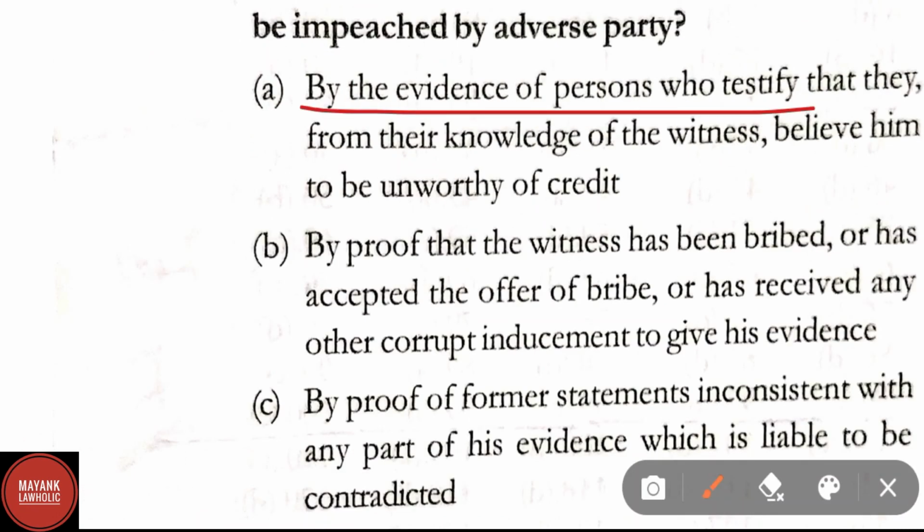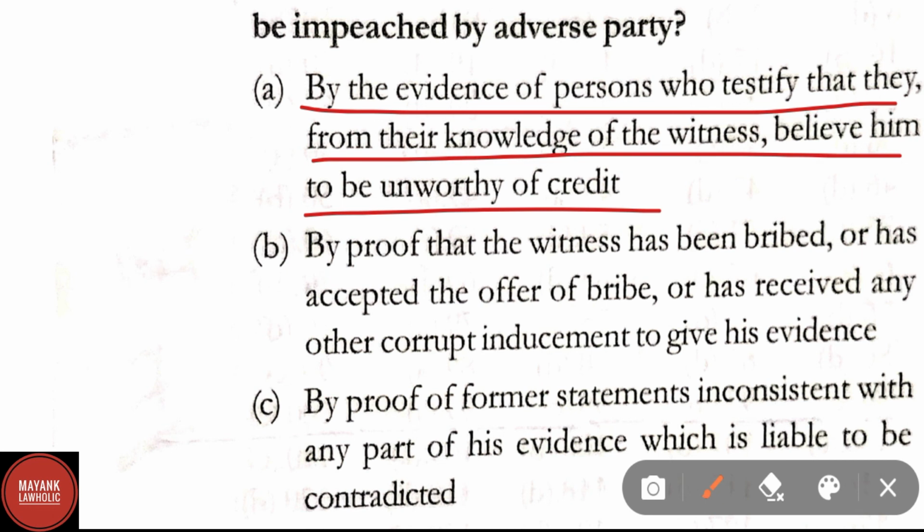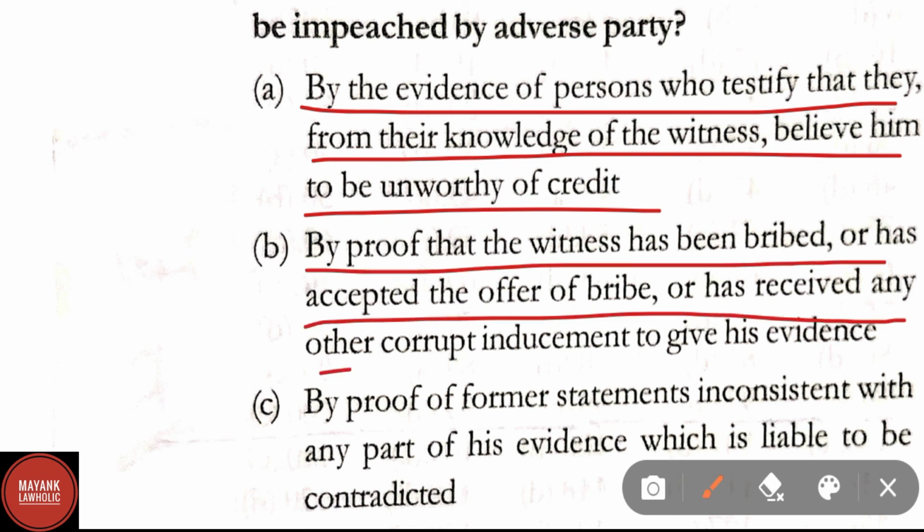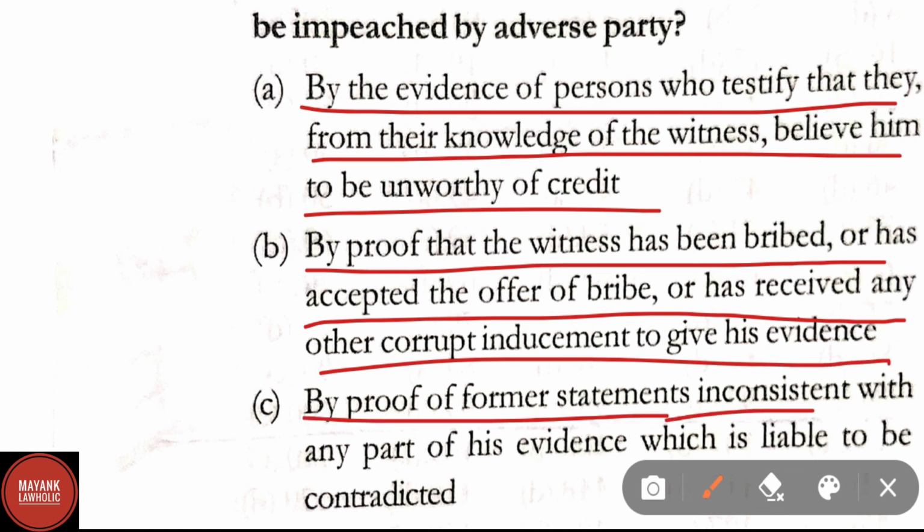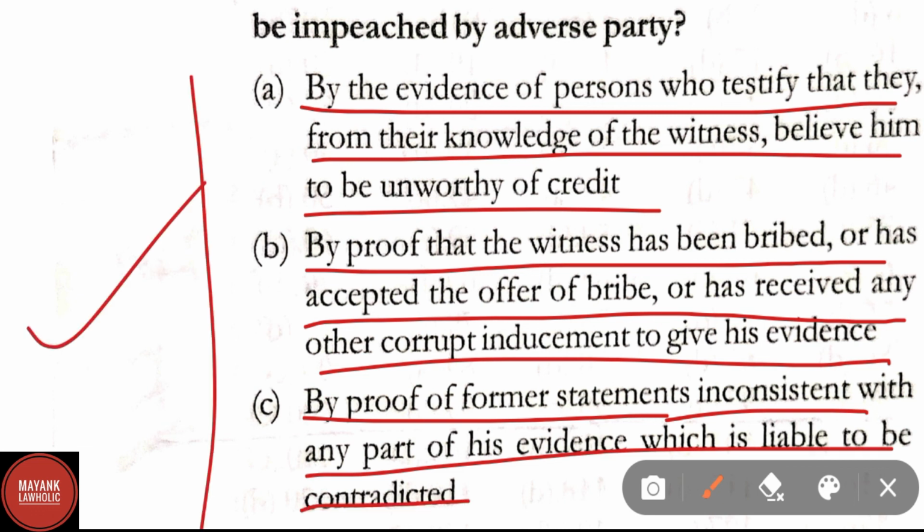By the evidence of persons who testify that they, from their knowledge of the witness, believe him to be unworthy of credit; by proof that the witness has been bribed or has accepted the offer of a bribe or has received any other corrupt inducement to give his evidence; by proof of a former statement inconsistent with any part of his evidence which is liable to be contradicted. Here all the statements are correct.